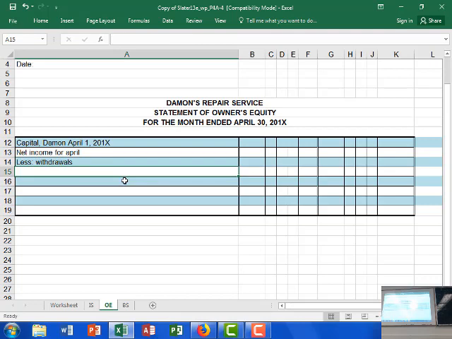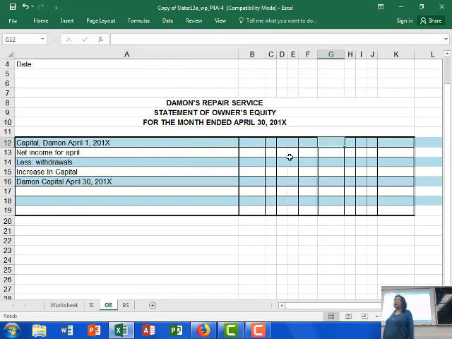Then you're going to show the increase in capital. The only reason that I can say that we're going to show an increase in capital is because we had a net income for April. And then you're going to have Damon capital for the end of April, which is April 30th, and that's going to be the total. So his original capital goes on the right side.